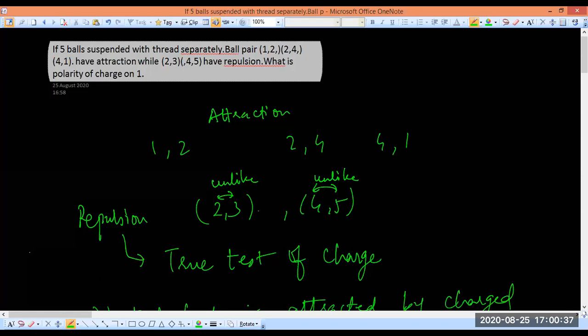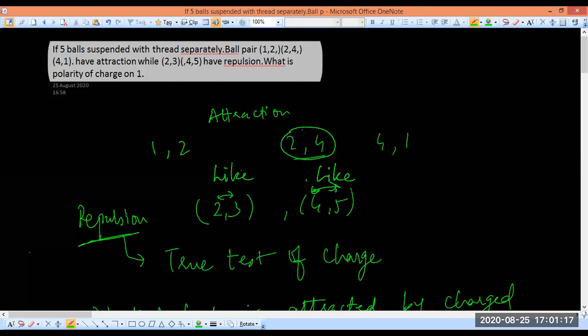Now, it is given that 2 and 4 attract. Oh, sorry, I made a terrible mistake in a hurry. 2 and 3 are having repulsion, so they are like. 4 and 5 are also having repulsion, so they are like. So 2 and 3 are same, 4 and 5 are same. But now we are given that 2 and 4 are having attraction. That means one is positive and the other is negative.